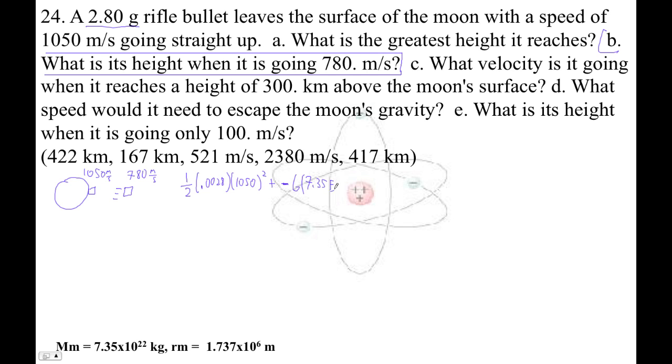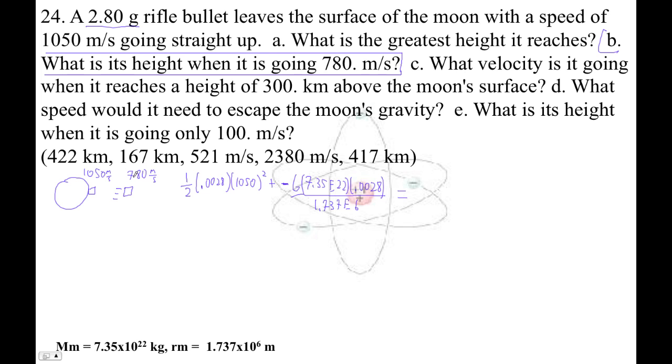0.35 times 0.0028. And then when we're leaving the surface of the moon, of course, we are the radius of the moon from the center of the moon, right? So 1.737 E6, that's how far we are from the center. So this is the bullet's kinetic energy leaving the surface of the moon. And then remember, it's negative because it's down in that depression of the sheet of rubber, right?